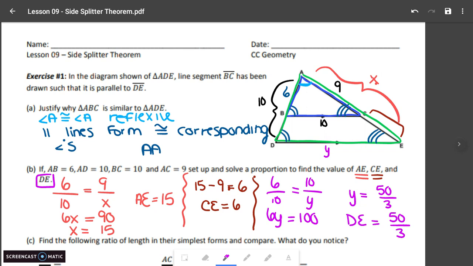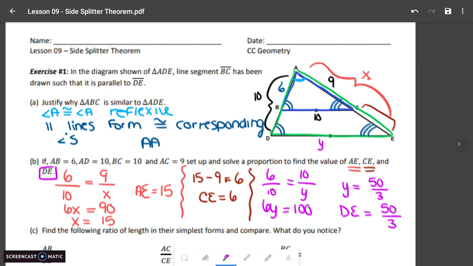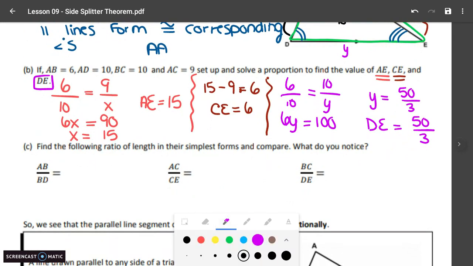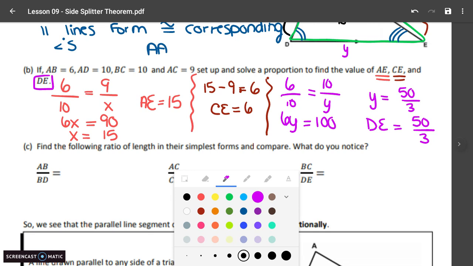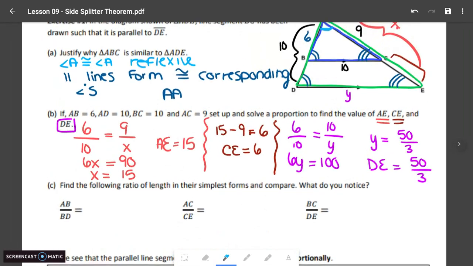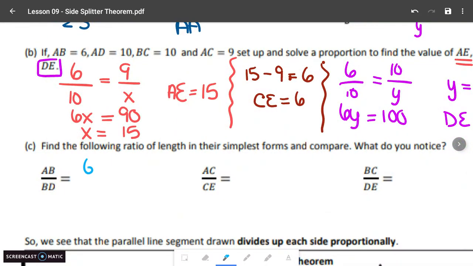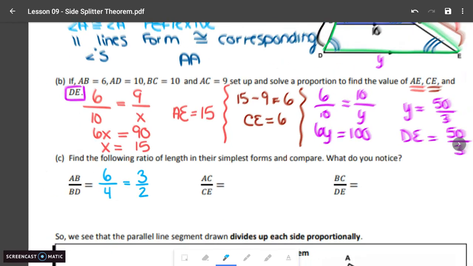Now, there is something unique that stands out about this situation, and we're going to look at the ratios that could be formed in part C. So when I'm here at part C, the first thing I want to do is look at AB and BD. So we know AB was 6, and we can calculate that BD is 4 since the entire length was 10. And it said to simplify, so I'm going to have a ratio of 3 over 2 here.